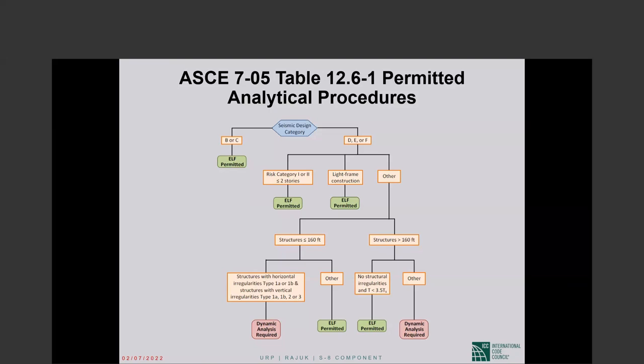And these days, the wooden studs are being replaced by cold form steel studs. So this is lighter construction. Irrespective of height, irregularity, or anything, for light frame construction you can do the equivalent lateral force procedure. Dynamic analysis is never required.